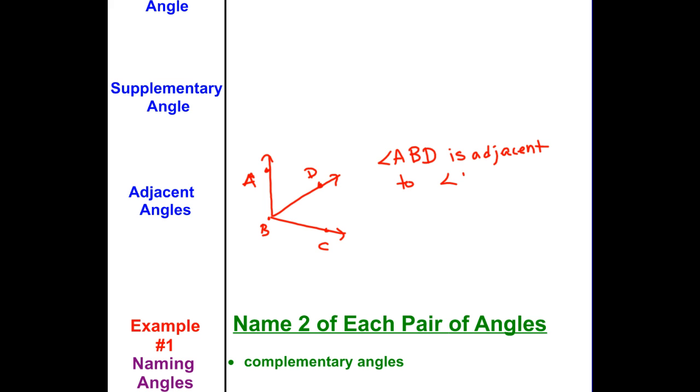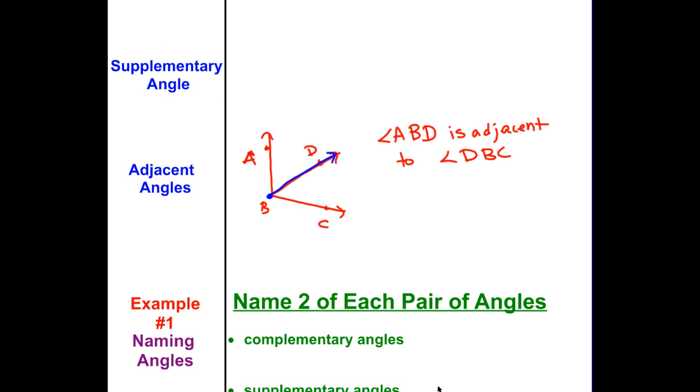to angle DBC. Now what you have to look at is they share a common vertex. The common vertex is your point there. That's your common vertex. And they share a common side. Here's my common side that they share there. BD is what they share. That means that they are adjacent. They're right next to each other.